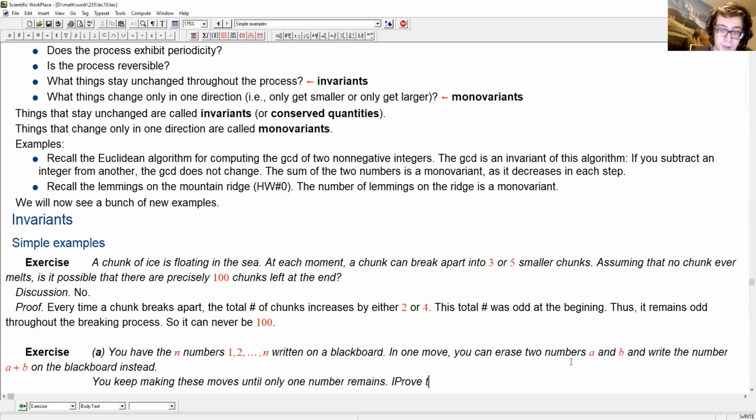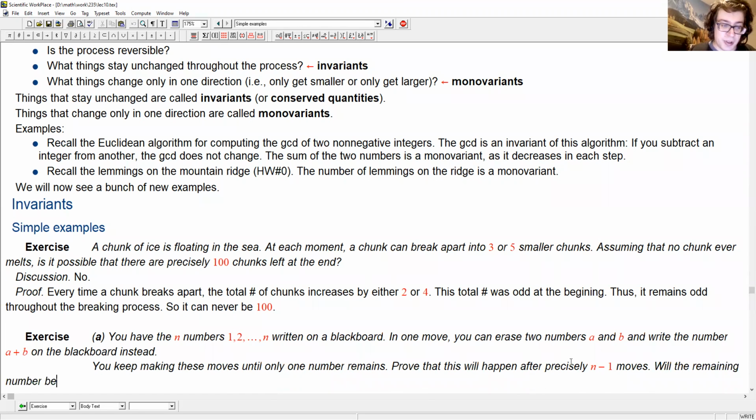So first of all, prove that this will happen after precisely n-1 moves. And then the actual question: will the remaining number depend on the specific moves you have taken? You have several options. You can begin with 1 and 2, for example, or you can begin with 1 and 3. It's a decision, and you have many more decisions in the process. And if it won't, what is this number?